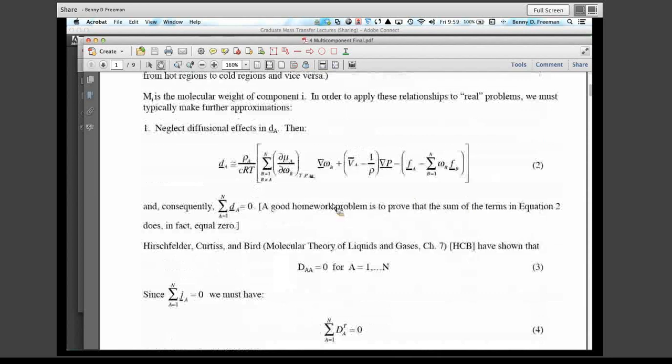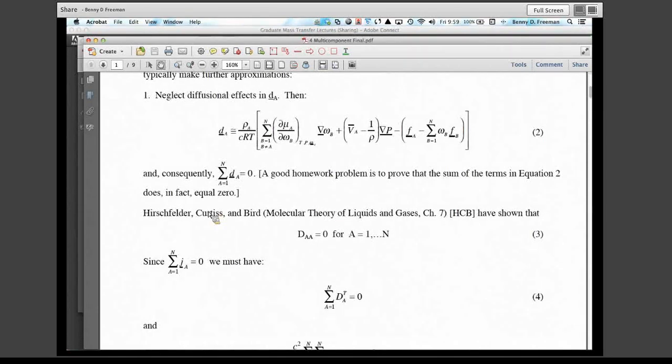Now, a lot of this basic theory is derived and laid out in a classic book in this field by Hirschfelder, Curtiss, and Bird. This is the same Bird that is the co-author of your textbook, Bird, Stewart, and Lightfoot, and it's on the molecular theory of gases and liquids, in chapter 7 of that book. And they have shown for a variety of cases of interest that the D A A terms are equal to 0.